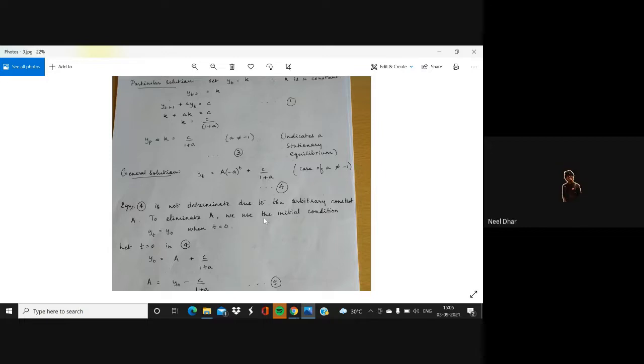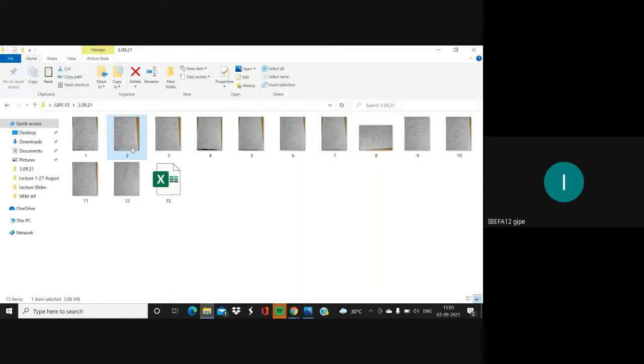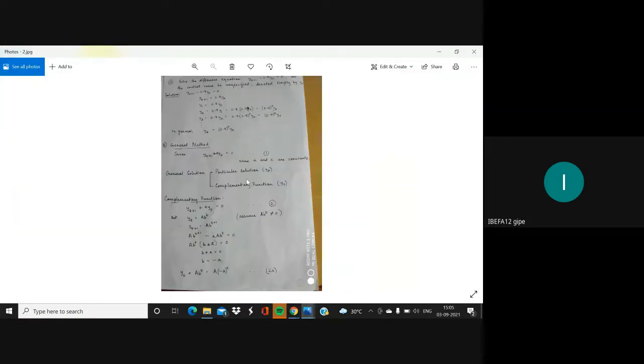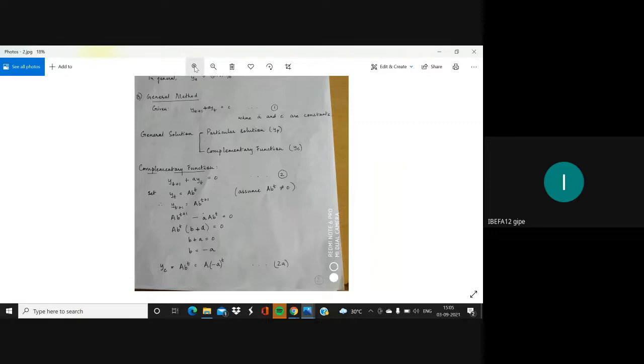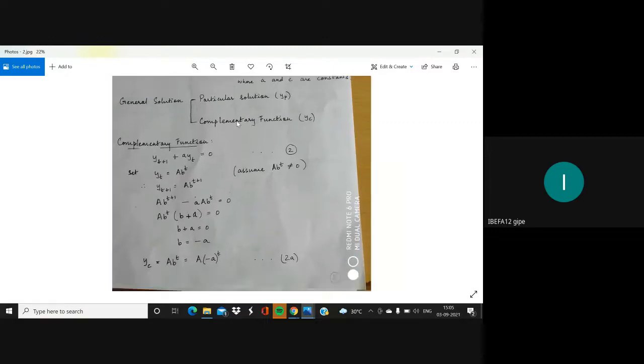Ma'am, could you just go to the previous page for a second? Yeah. Could you just give me 1 minute to copy? That's fine with you. Yeah.